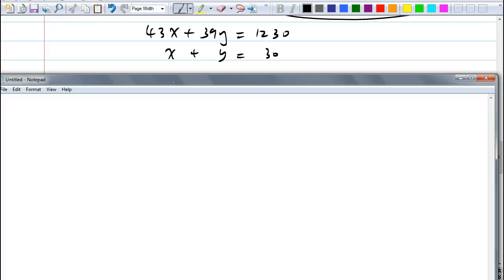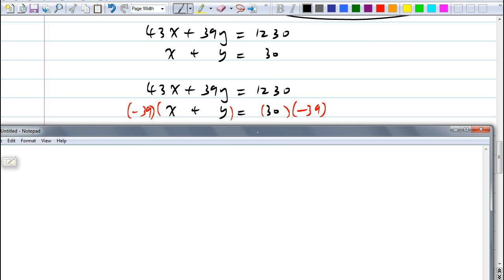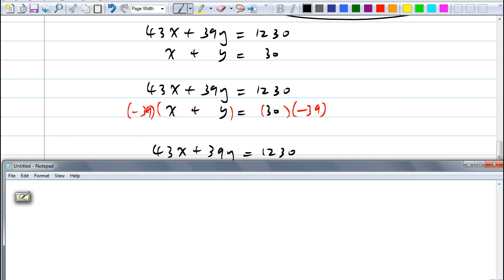Alright, so to solve this system, what's the easiest way? I will multiply the bottom one by negative 39. So when you do, what do we get on the left side? How about Claire? When I multiply the bottom one by negative 39, the first one stays the same.